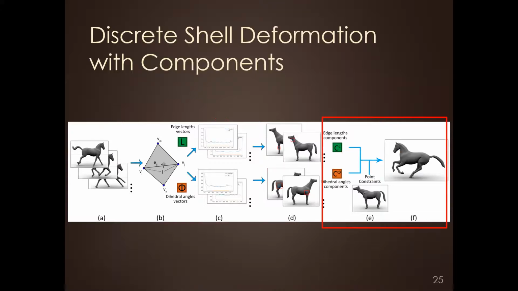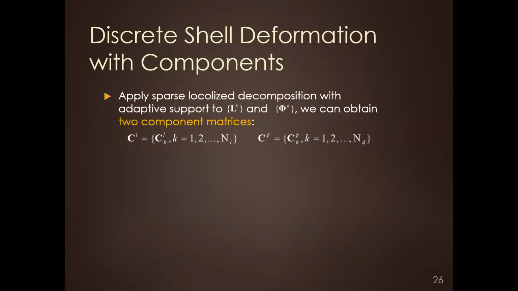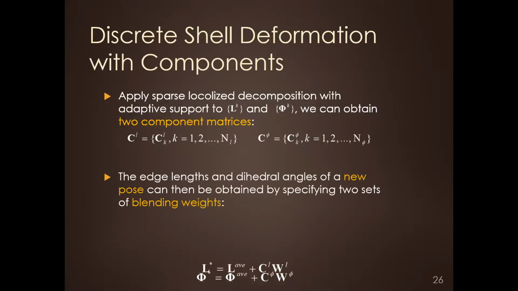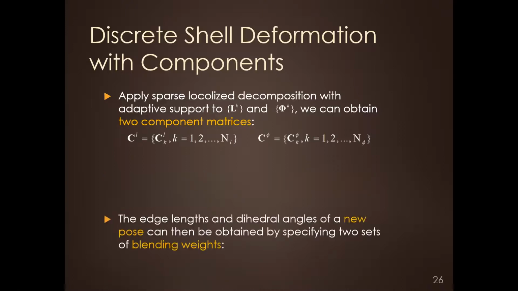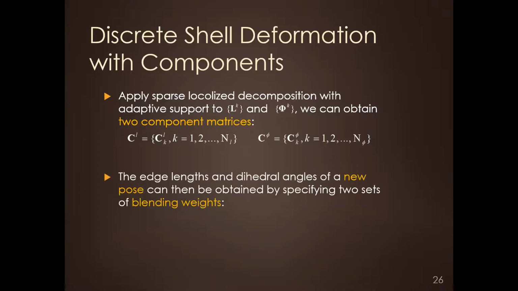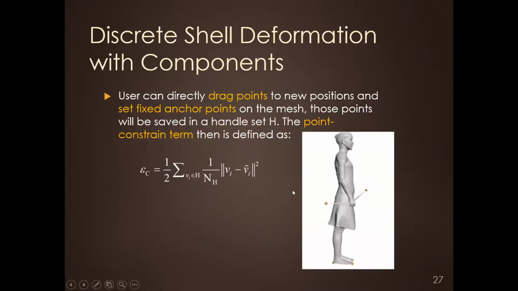And we then talk about how to make discrete shell deformation with components. Applying the sparse localized decompositions to lengths and dihedral angles, we can obtain 2 component matrices CL and Cφ. And the edge lengths and dihedral angles of a new pose can be obtained by specifying 2 sets of blend weights. L star and phi star are the lengths and angles of a new pose.